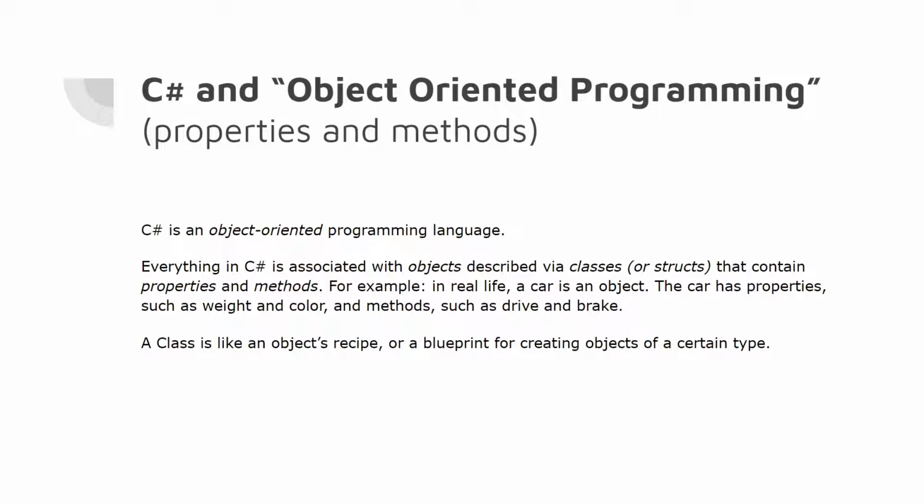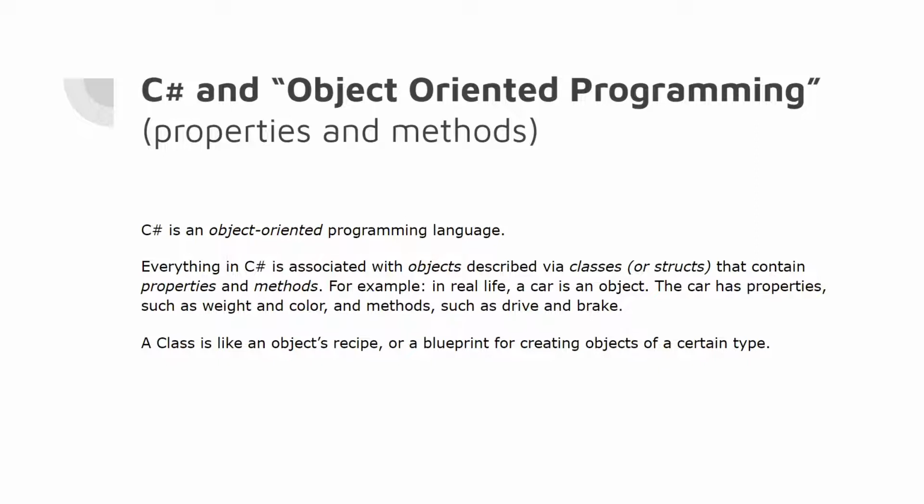We may use structures or structs that contain properties and methods. For example, in real life, a car is an object. A car has certain properties, such as its weight, its color, and so on. And then it has methods, such as driving and braking, right? So properties, we think of more as the data. Methods are the rules or the actions, right?